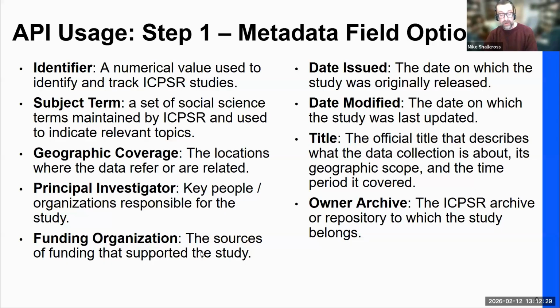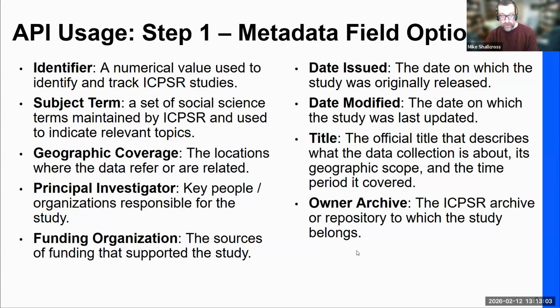principal investigator, the key people or organizations responsible for the data, date issued, the date on which the study was originally released. I skipped funding organization, which is the sources of funding that supported the data. And back on the other side, we have date modified, the date on which the study was last updated. Title, the official title that describes what the data is about, its geographic scope, and the time period it covered. And finally, owner archive, the ICPSR archive or repository to which the study belongs.